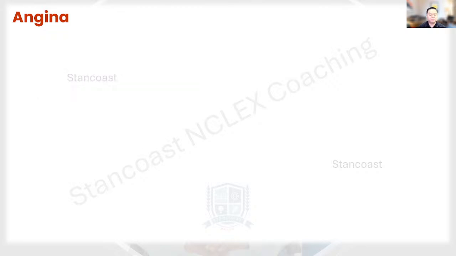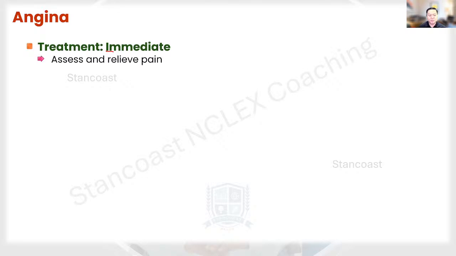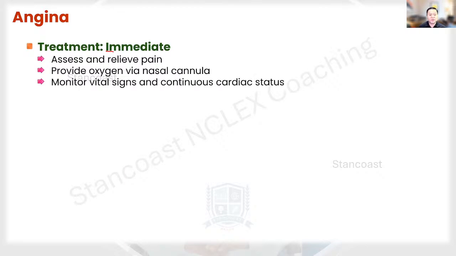All right, very good. Now, we're going to talk about the treatment interventions here. There are several treatment modalities that we need to know. But at this point, we're going to talk about the immediate treatment that needs to be done when the patient has that acute chest pain. So what are we going to do here, nurses? We're going to have to assess and relieve the pain. We're going to have to provide them the oxygen via nasal cannula. And we want to make sure that we are monitoring their blood pressure, their vital signs, their heart rhythm continuously.